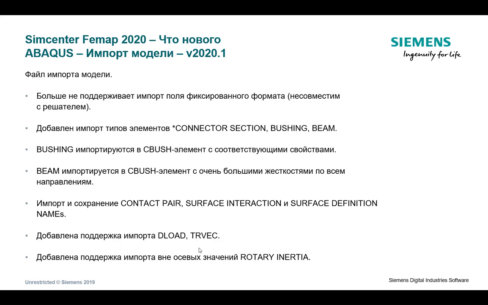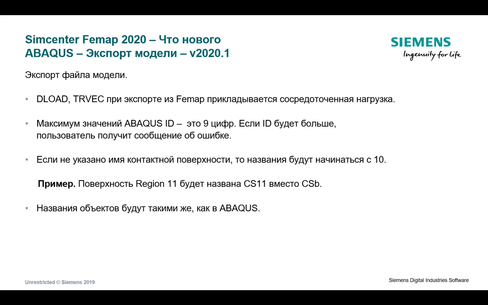for mass elements. In terms of export from Abacus, we now export the deload trvec from Femap, which are, again, directed pressure loads. The maximum entity ID is now 9 digits. It will produce an error if the ID is larger. Contact surface names when the surface is untitled is now 10 based instead of using letters. So example region 11 surface will now be CS11 or 11 instead of CSB. And we use connection entity titles as Abacus names.